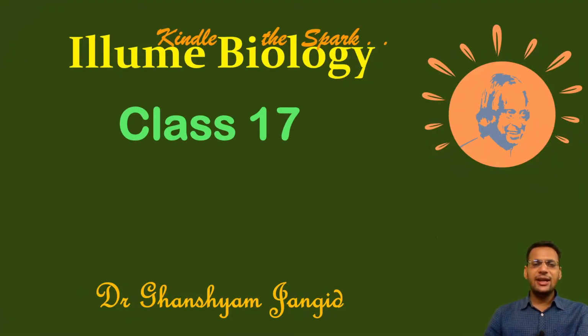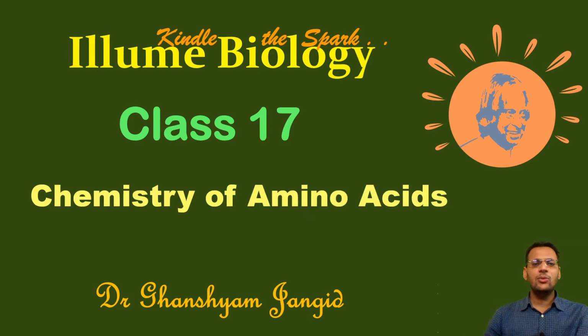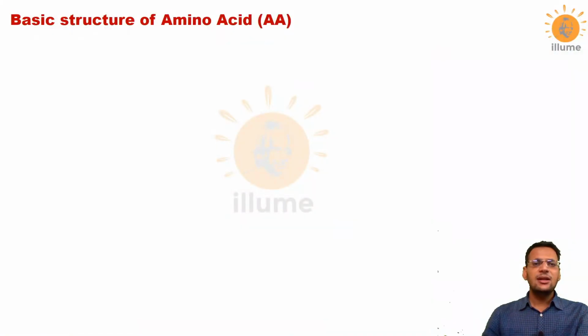Let's move ahead with the next class, class number 17, and today we will learn about the chemistry of amino acids. In this video I'll tell you about three different kinds of amino acids, acidic, basic and neutral, and how to remember all their examples. Let's start with the basic structure of an amino acid.